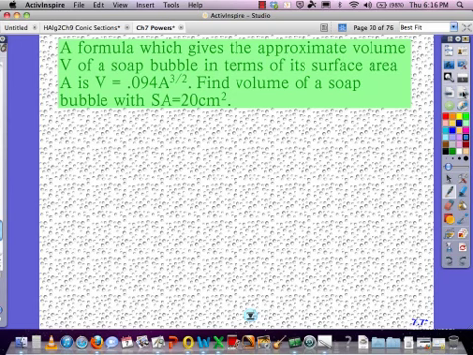But if it says find the volume of a soap bubble with a surface area of 20 centimeters squared, start taking a look at your formula, and you can see from our work here, V equals 0.094 is part of the formula, times A, which stood for our surface area. So we would put in our 20 centimeters squared for A, and know that we're going to take it to the 3 halves power.